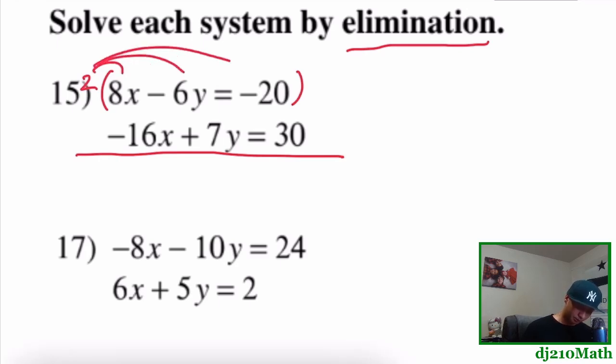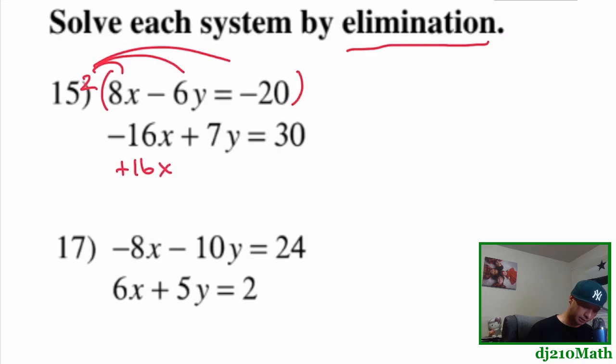So did I really need to draw the line just yet? No, I did not. I'm going to write underneath it. So when I distribute, I'm going to rewrite the problem. So this is going to be 16x. Do I need to write the plus? No, it's already positive. So 2 times 8 is 16. 2 times negative 6 is negative 12y. 2 times 20, negative 40.